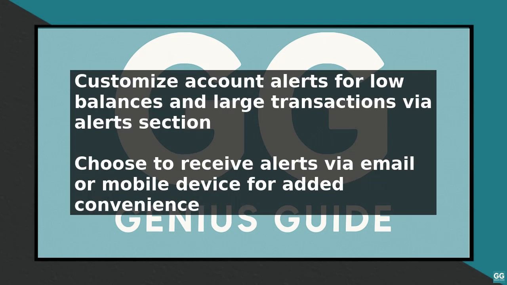One of the first things you can customize is your account alerts. TD Bank allows you to set up alerts for low account balances, large transactions, and other activities. To set up alerts, go to the Alerts section and choose the type of alert you want to receive. You can have alerts sent to your email or mobile device.